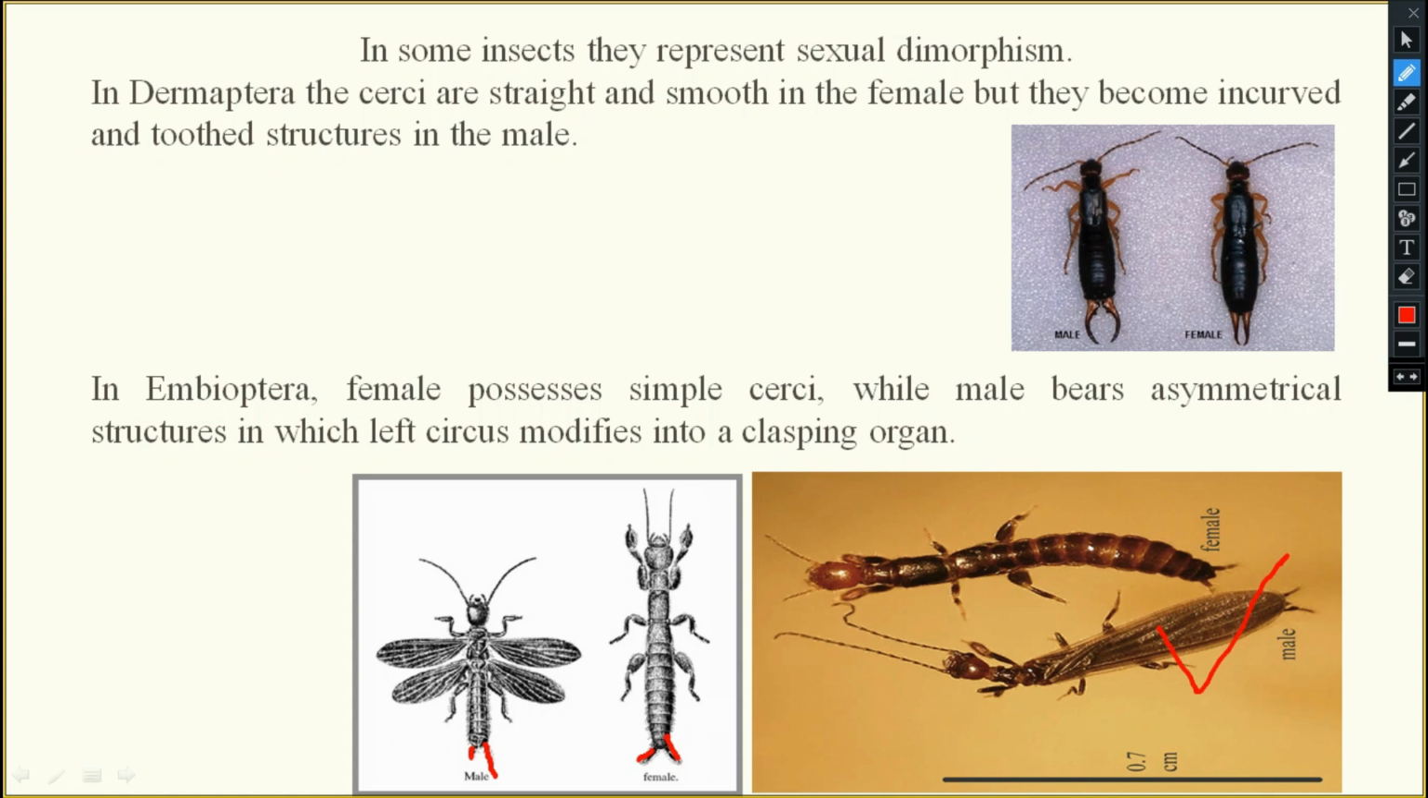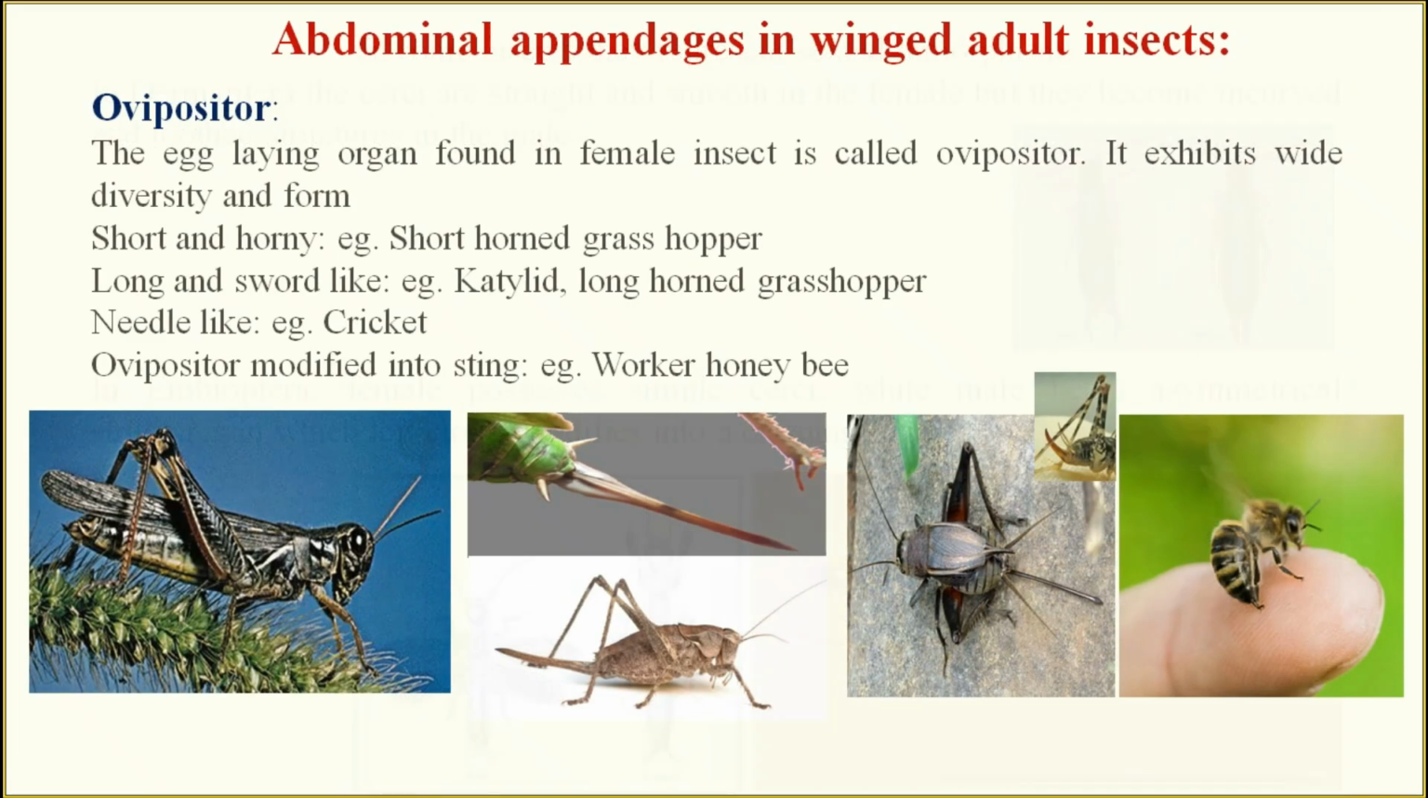So suppose I will ask you a question. Asymmetrical cerci present in which order? Embioptera. Asymmetrical mouth part present in which order? Right mandible is absent in thrips. Rasping and sucking type of mouth parts. Like this people are remembering.